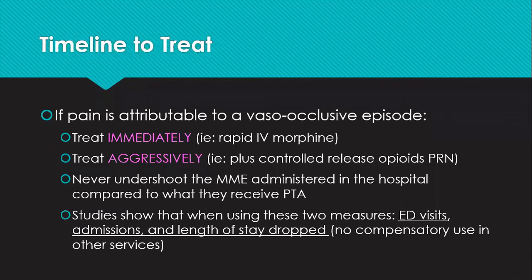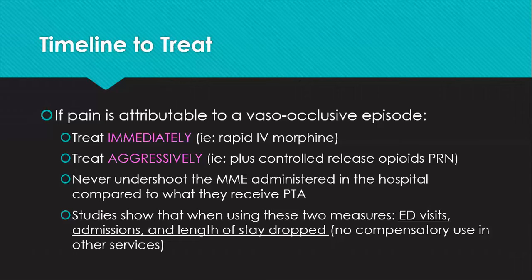Okay, so I just want to do a quick slide on the timeline for treating these patients, and this goes with the misconceptions. Once you do your evaluation and the pain you think is attributable to a vaso-occlusive episode, the standard of care is treat immediately and treat aggressively. Whatever opioids they're on prior to arrival, we should never be undershooting that. In fact, a vast increase is what we're aiming for, to get not even ahead of the pain, but if you continue to chase the pain, that's where you get longer hospital admissions and worse pain.